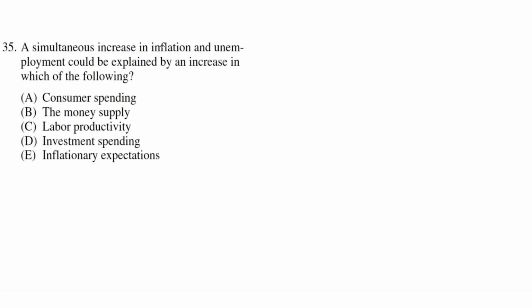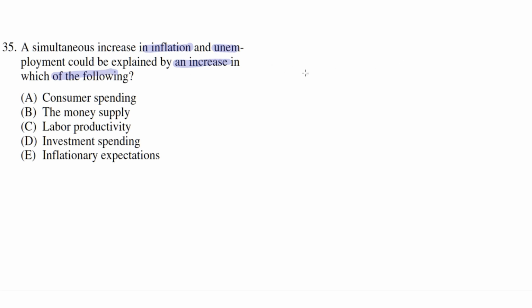A simultaneous increase in inflation and unemployment could be explained by an increase in which of the following? So in this question, we're told that there is a simultaneous increase in inflation and unemployment, and we're asked to identify an increase in which of the following choices would lead to this increase in inflation and unemployment.